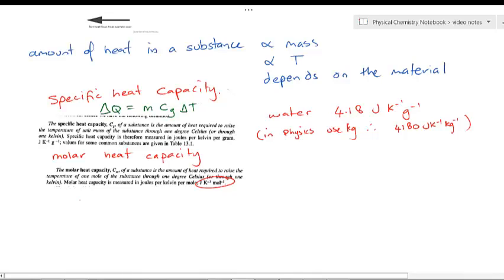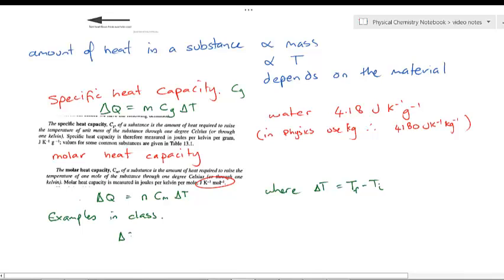Given these specific heat capacities and molar heat capacities, we can come up with a relationship between the amount of heat and the amount of temperature change that it undergoes. Well, this formula is called delta Q is equal to m times the specific heat capacity times the change in temperature, where the change in temperature is always the final temperature minus the initial temperature. We will go through some worked examples in class.